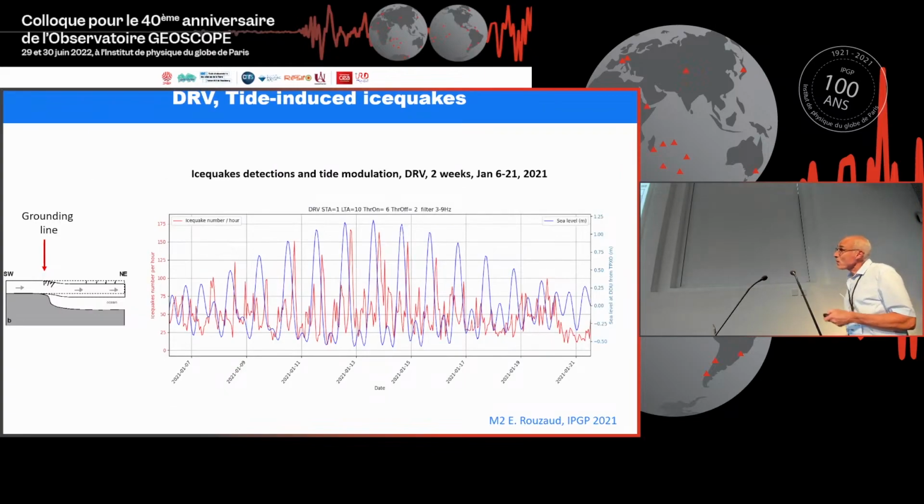The tide-induced ice quakes are clearly visible at station DRV. Here we have the number of ice quakes detected at DRV by an STA/LTA algorithm. It's about 100, 150 events per hour, in red, and the tide level is in blue. And it's clear that the peak of the ice quakes occurred during the descending tide at DRV, showing that there is some kind of brittle activity related to the vertical motion of the ice floating tongue in this area.